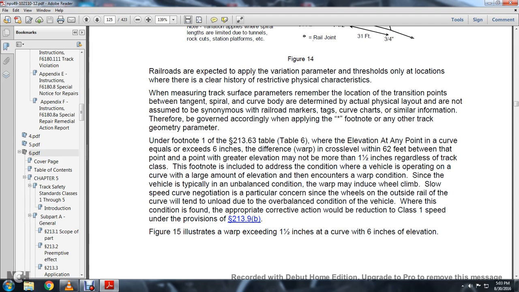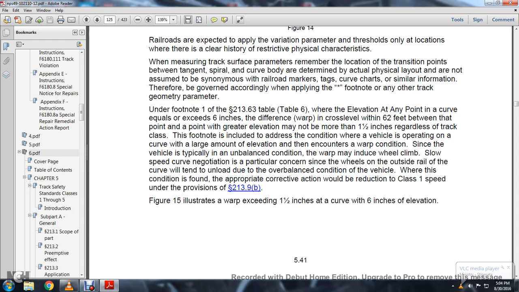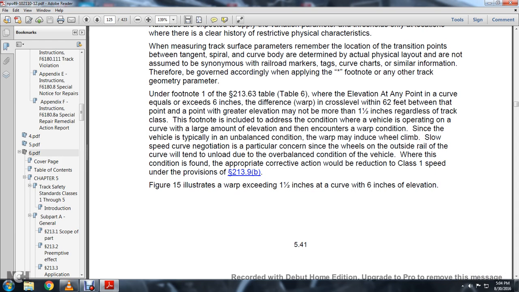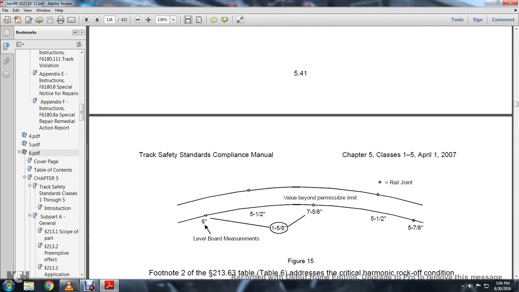If the vehicle is in a typically unbalanced condition, the warp induces wheel climb, with slow speed negotiation of particular concern, and since the wheels are on the outside rail of the curve, this will tend to undo the overbalance condition of the vehicle. Where this condition is found, the appropriate corrective action would be a reduction in class 1 speed under the provision of Statute 213b. Figure 15 illustrates a warp exceeding 1.5 inches on a curve with 6 inches of elevation.